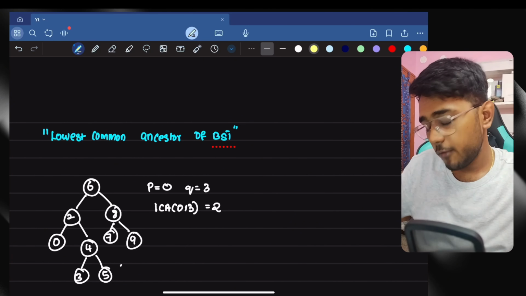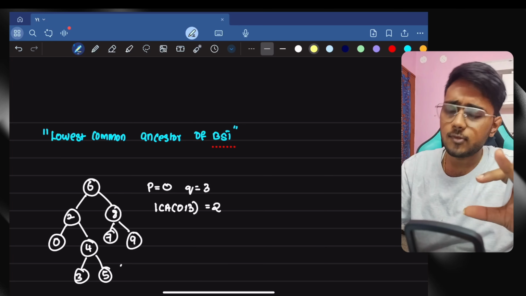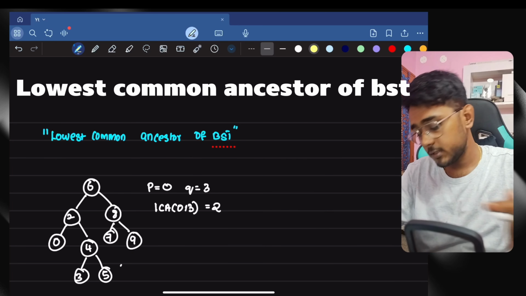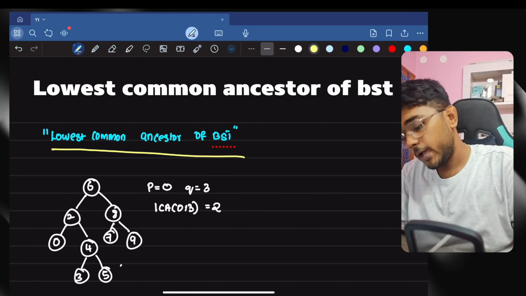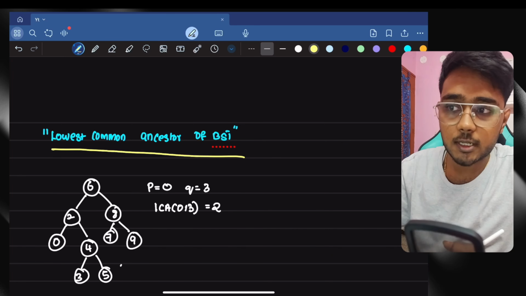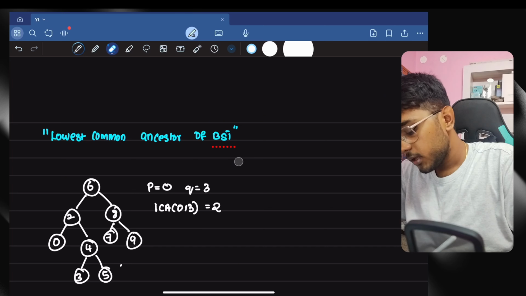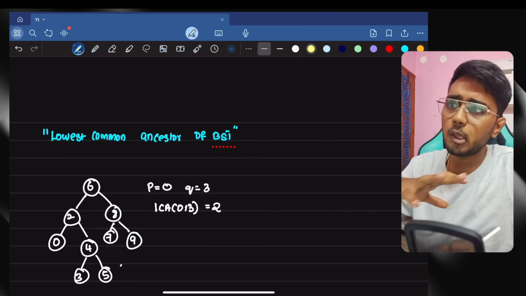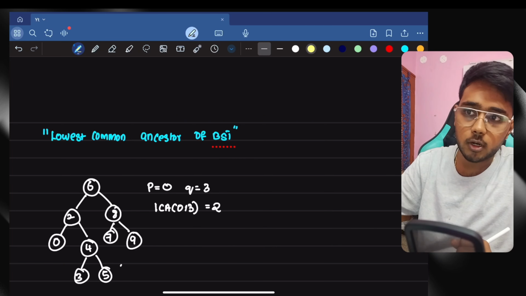Welcome back, guys. Today we're going to talk about one of the interesting as well as important problems in tree series, which is lowest common ancestor of BST. BST is nothing but a binary search tree. And if you guys are new to BST, let me give you a quick explanation because it's very important before getting into the problem statement.